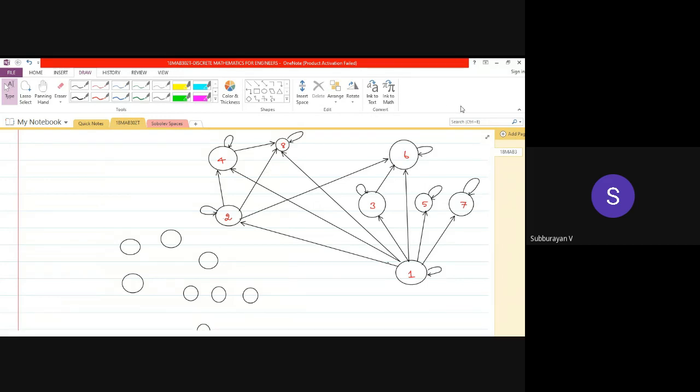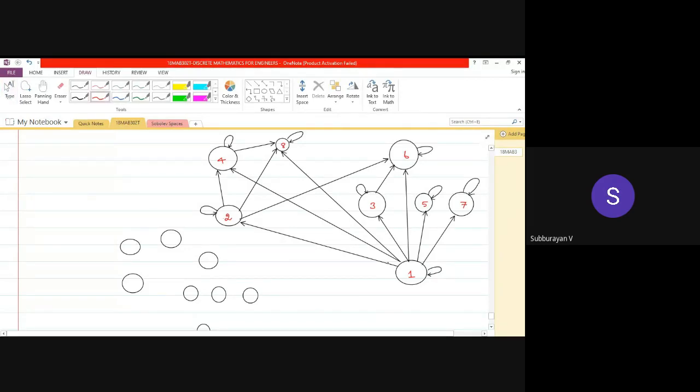Students, are you able to see my cursor? Can you see my cursor? Am I audible? Yes, sir. Yes, sir, we can see your board, sir. Okay, fine. Okay, thank you.